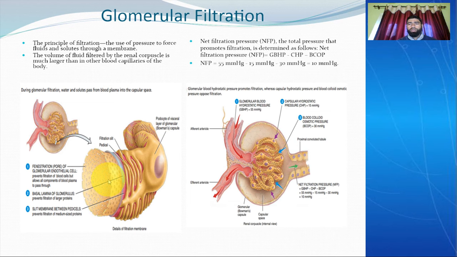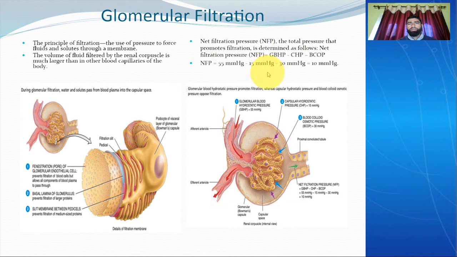And the glomerular capillary blood pressure is high due to the smaller diameter of the efferent arteriole and the larger diameter of the afferent arteriole. This is larger in diameter, this is smaller in diameter, creating the pressure here.